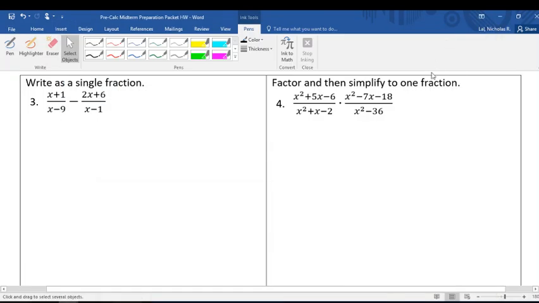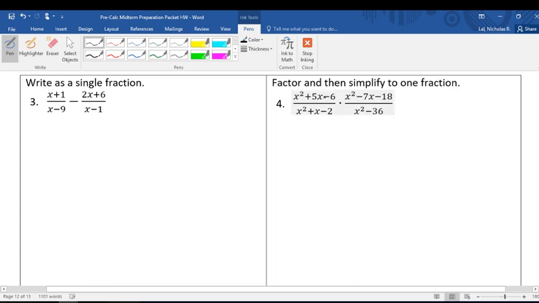All right. Looking at problem number 4, my first step is to factor the problem and then multiply it. So I'm going to just factor them.